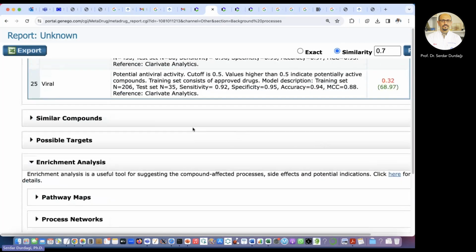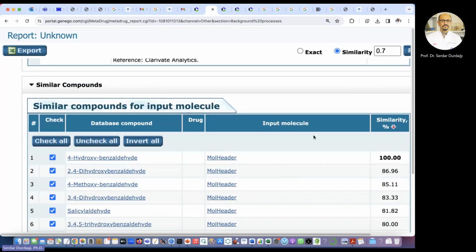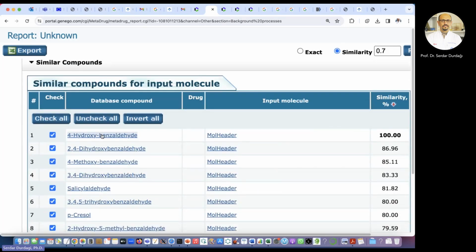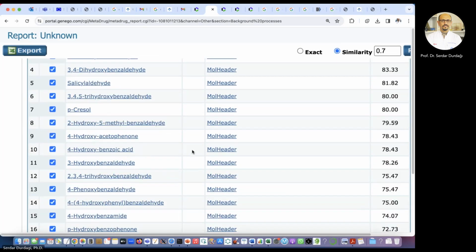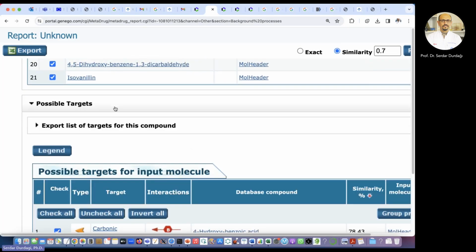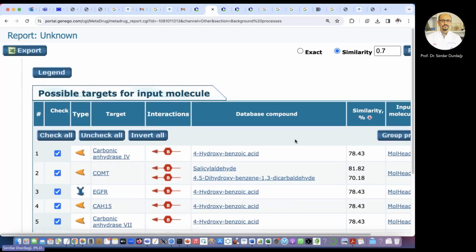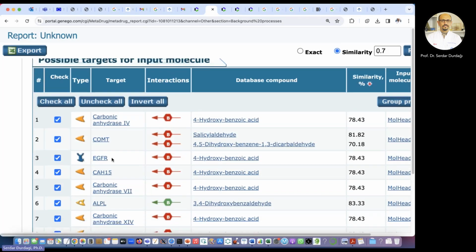Okay. And you can also get similar compounds. For example, the molecule that I drew is already in the system. You can also get the possible targets, let's say which protein targets can be used for this. For example, one of the potential targets is carbonic anhydrase 4 or EGFR.